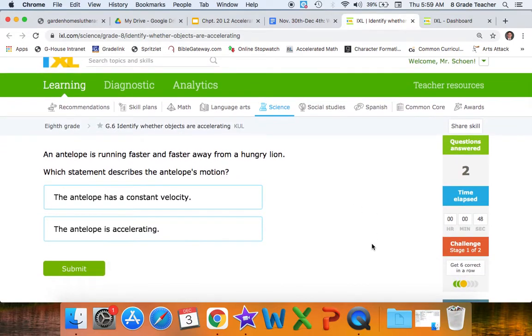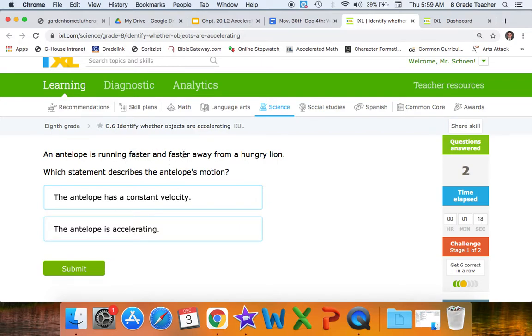An antelope is running faster and faster away from a hungry lion. Which statement describes the antelope's motion? Now here it describes running faster and faster. If you've ever been scared of something and then had to react to that, maybe you can tap into the idea that you're going to do whatever you can in that moment to make sure that you're okay. Well, that fight or flight response is what the antelope is going through, and they're going to run faster and faster than they even think they can run in order to try and survive.